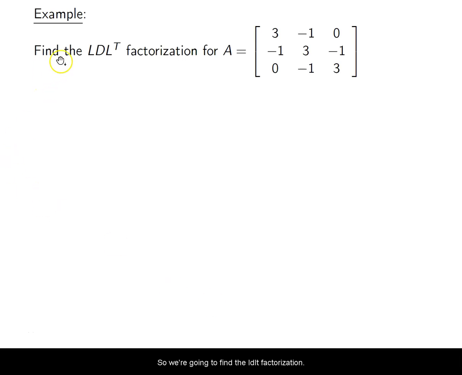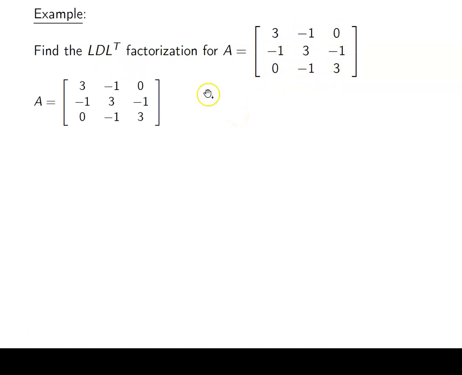So let's do an example, okay? Again, we need to have a symmetric matrix for this, okay? So we're going to find the LDLT factorization for this square symmetric matrix, okay? The reason it needs to be symmetric is because if it's symmetric and positive definite, it allows me to have all positive entries left over for that D matrix that I'm trying to form, and that's what we needed, okay?